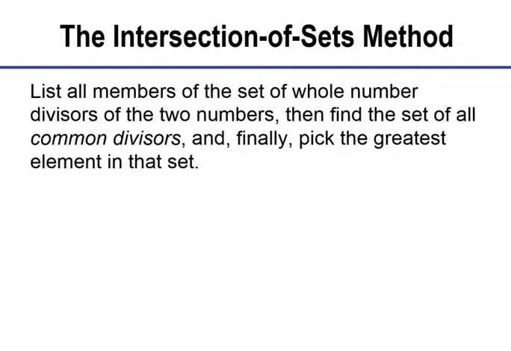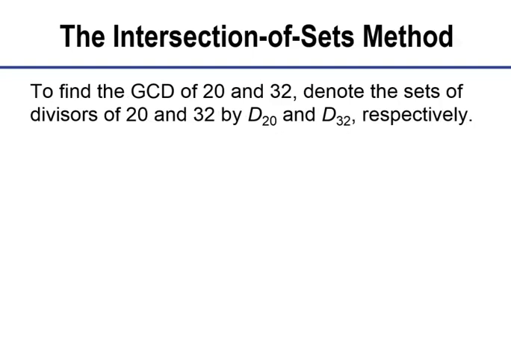And this is exactly what we did when we did the band problem, where we had a 24-member band and a 30-member band. We listed all of the divisors of each of those numbers and picked the largest number that was on both lists. So for instance, to find the greatest common divisor of 20 and 32, denote the sets of the divisors of 20 and 32 by D20 and D32.